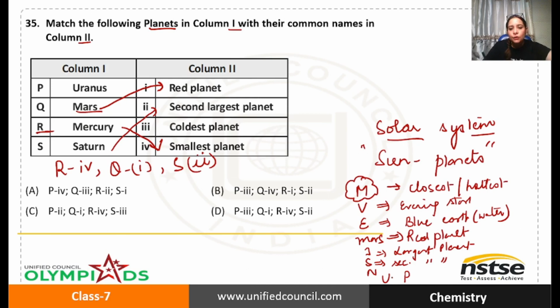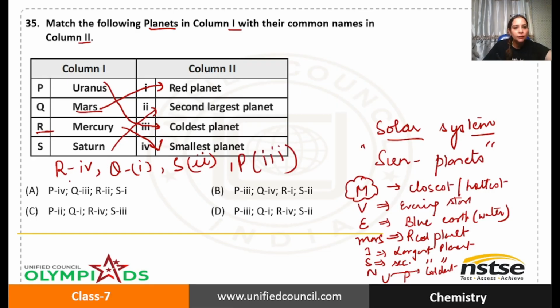Now moving on to Uranus, let me tell you, Uranus is the coldest planet. Why? Because it is made up of icy material. So that is the reason the temperature at its surface is quite low. And also it has a thick atmosphere which has methane, hydrogen and helium. So that means Uranus matches with 3. That is P matches with 3.